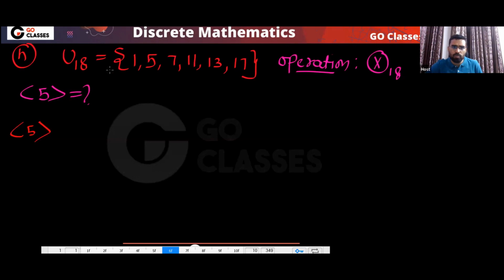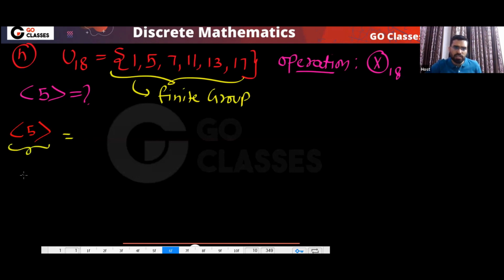Because this is a finite group, you can notice this is a finite group. So do you need to go in the negative direction? Because this is a finite group, to calculate this subgroup generated by 5, you don't need to go in the negative direction. So I can say that you will definitely get identity element somewhere. Okay, so you can start with 5 power 1.